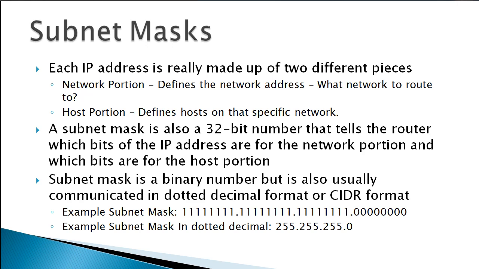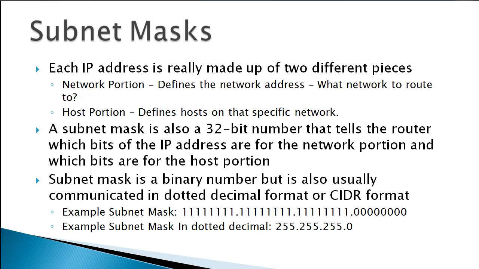Now, subnet masks. What you really have to understand about IP addressing is that each IP address is actually made up of 2 different things. Part of those 32 bits is going to define the network address, or in other words, what network are we actually going to route the packets to? Another portion of those 32 bits is going to define the host portion of the IP address. So really the network portion tells us what network to route the packets to. The host portion tells us, once we've routed to that network, what actual machine or what actual network host do we send the packets to on that individual network?